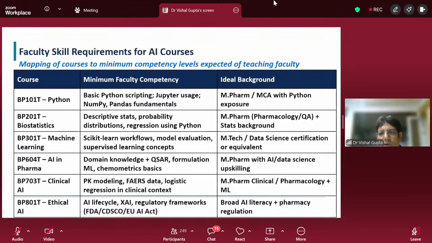For Python, if you want to train your internal faculty, an MPharm or MCA with Python exposure is very essential. For biostatistics, an MPharm with pharmacology and QA background, but he or she should have a statistical background. For machine learning, a better option is having an MTech or data science certification or equivalent. AI in pharma can be taught by pharmacists with AI and data science upskilling. For clinical AI, you can have an MPharm in clinical practice or pharmacology, but they should have an orientation of ML. And for ethical AI, the person should have broad AI literacy plus an idea about pharmacy regulation.